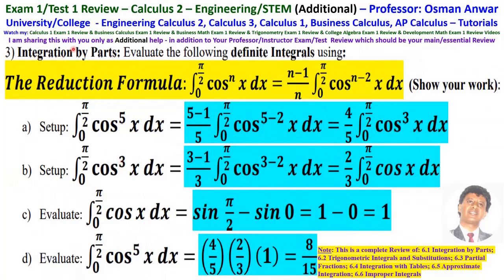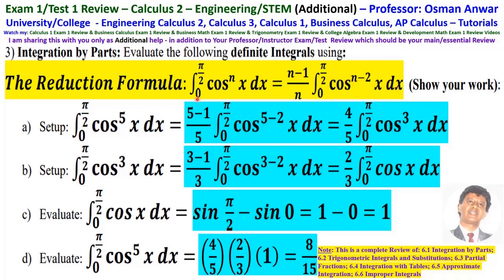Number 3 is integration by parts. It is the reduction formula. The integration of cosine to the n x dx from 0 to pi over 2 is equal to n minus 1 over n times the integral from 0 to pi over 2 of cosine to the n minus 2 x dx.